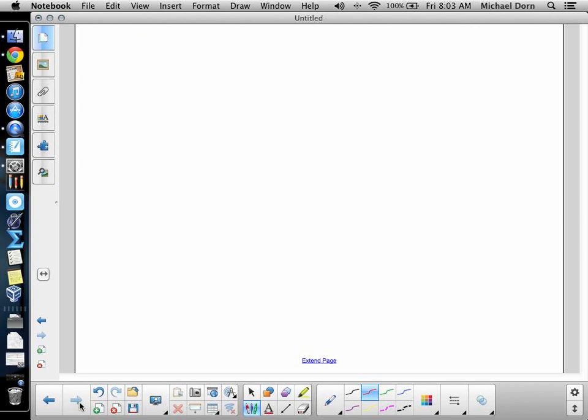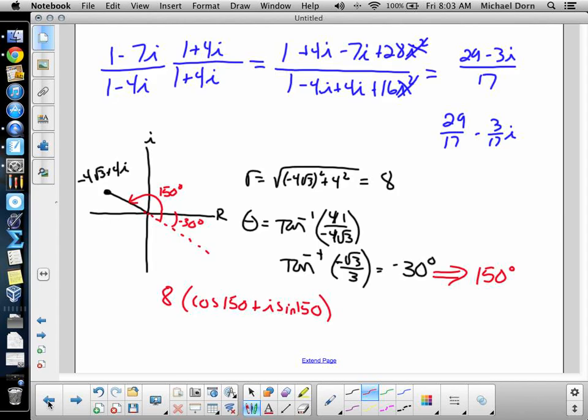Could you go back to the R and show how you got the 8, like write it out? Negative 4 root 3 squared: negative 4 squared is 16, root 3 squared is 3. You're multiplying those, 16 times 3 is 48, plus 16 is 64. Square root of 64 is 8.